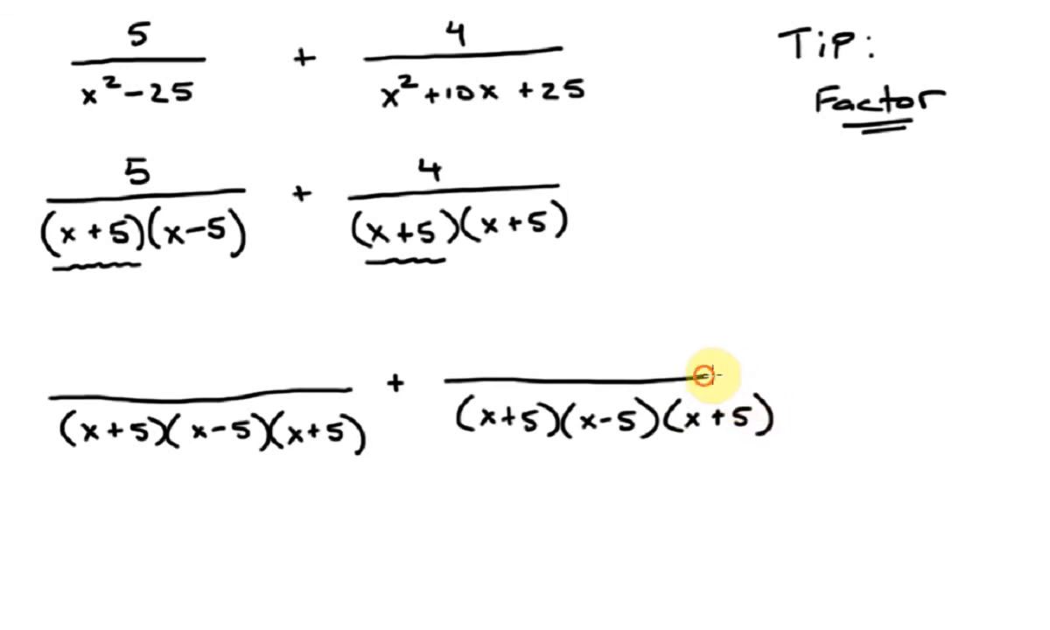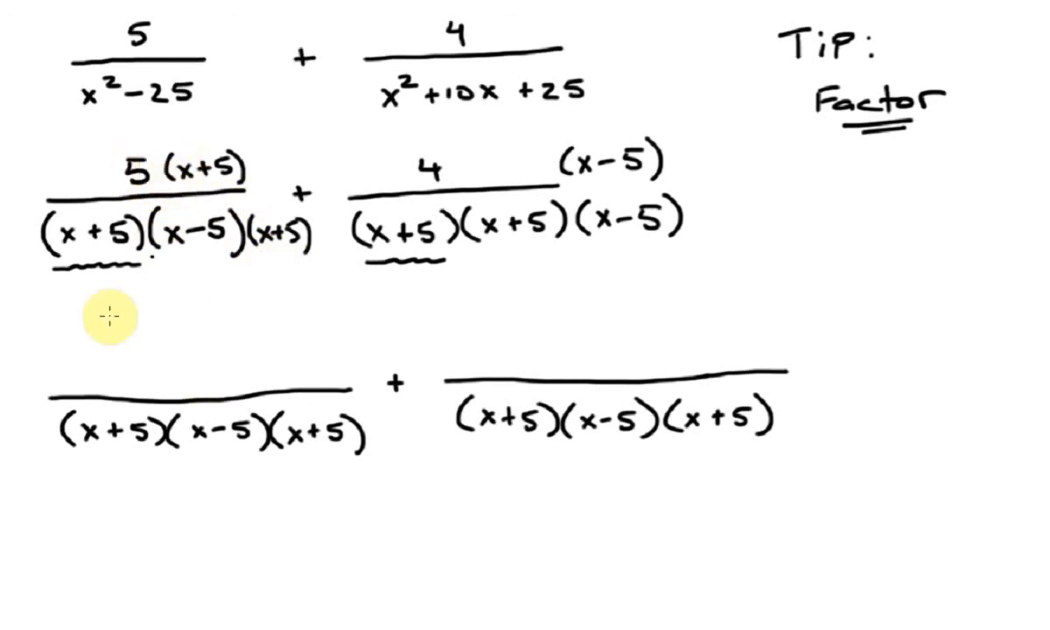Now, how do I build this up? Well, this one here I'm going to multiply by the extra x plus 5, top and bottom. And this one over here, I need the extra x plus 5 as well, top and bottom. So here I'm going to have 5x plus 25. And over here I'm going to have 4x, and then minus 20.